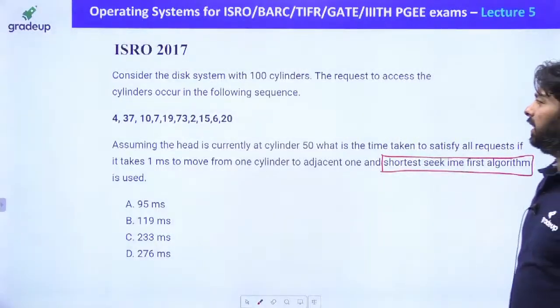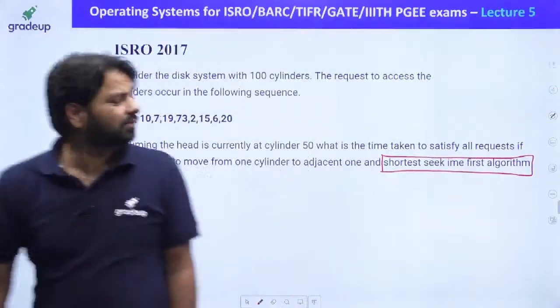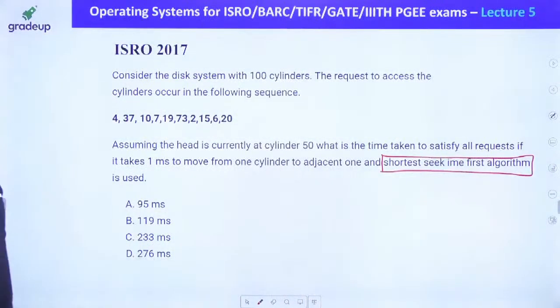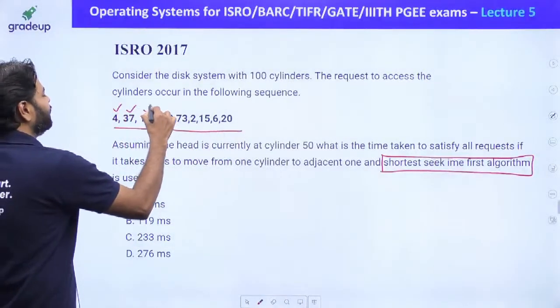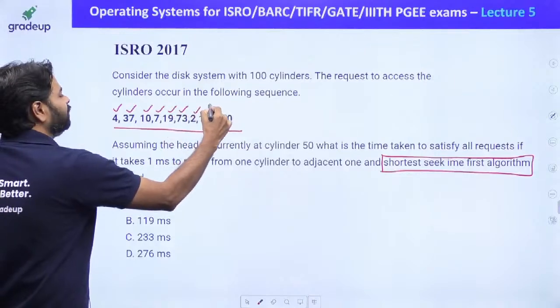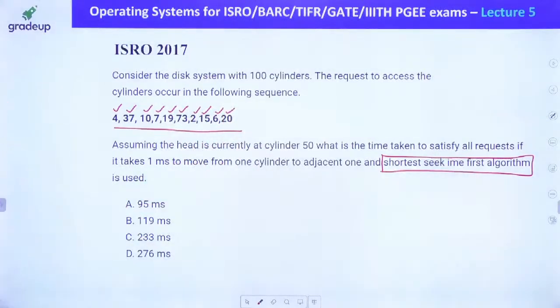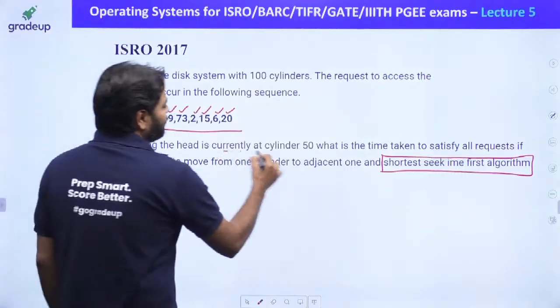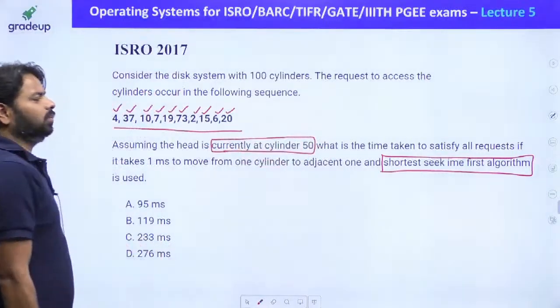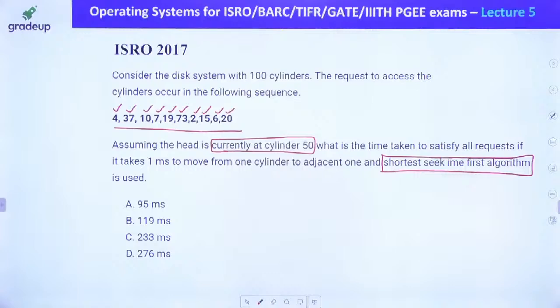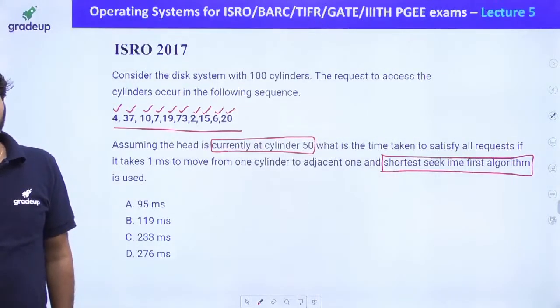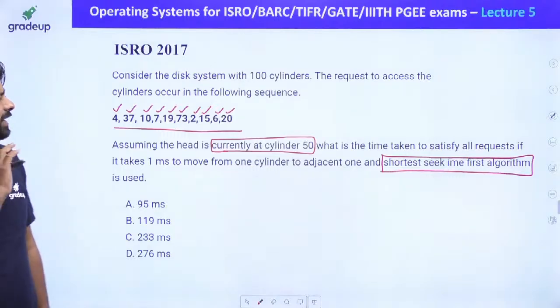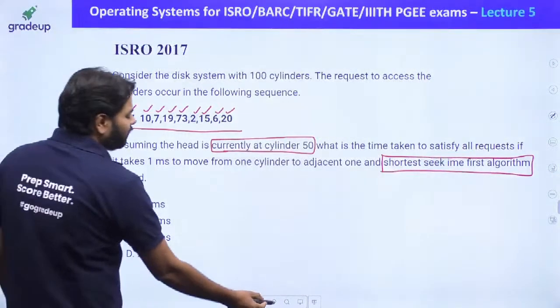There is a disk and you have 100 cylinders. The requests are 4, 37, 10, 7, 19, 73, 2, 15, 6, 20. This many requests you have, and the head is currently at cylinder 50. What is the time taken to satisfy all requests? Each move takes 1 millisecond. I will explain how to choose it, but how quickly can you answer it?